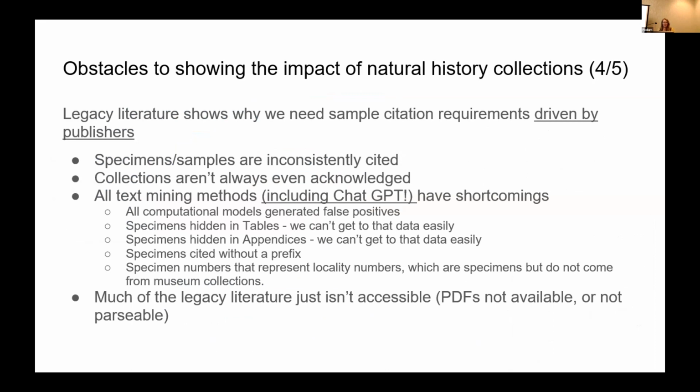We found that all of our text mining methods have different kinds of shortcomings, and I wanted to emphasize, including ChatGPT, you have to do a lot of careful prompt engineering in order to get that sort of system to work. Another problem we had is that most of the legacy literature just isn't accessible. The PDFs aren't findable, or you can't parse them, so that the text comes out all garbled. A lot of data is hidden in various things that we were not able to programmatically download. So stuck in supplementary files or appendices, or in files that were in other locations, or in tables that we couldn't parse, or in the captions of figures that we couldn't actually get the text out in a good way.